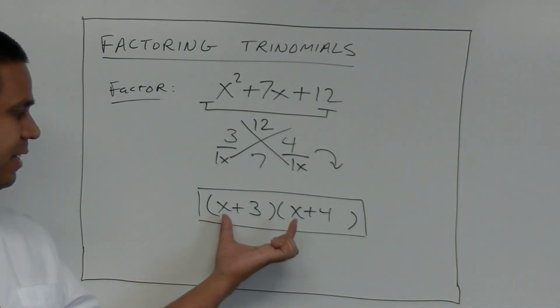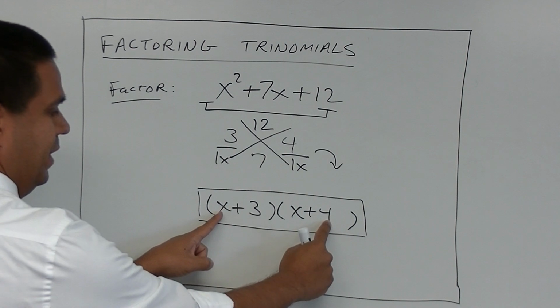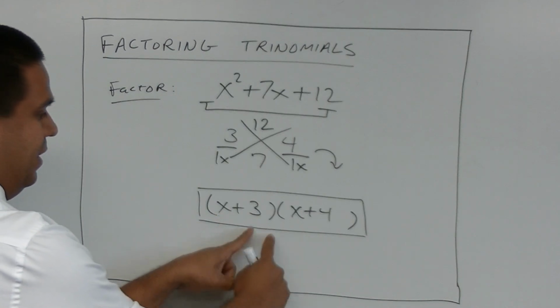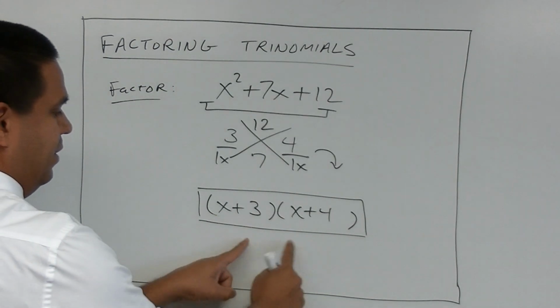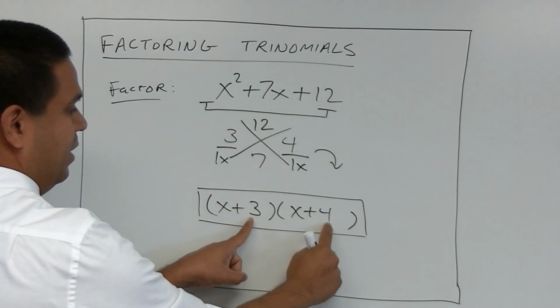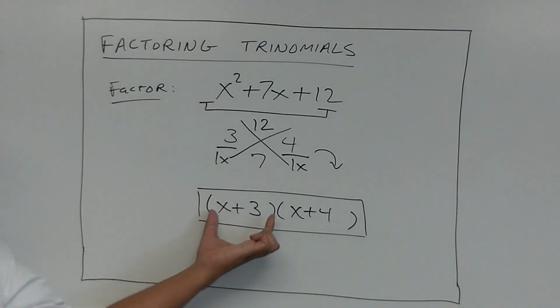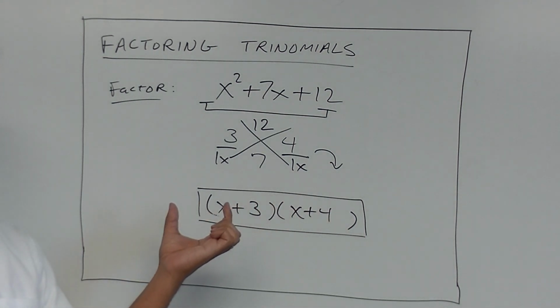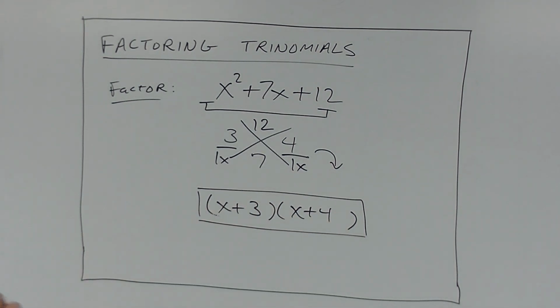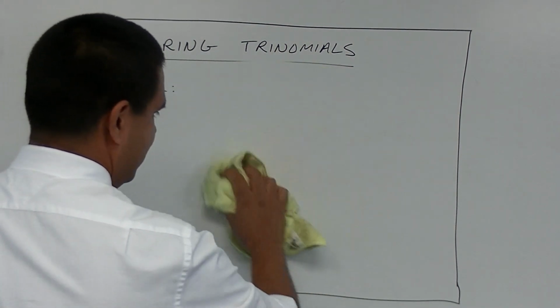You can check it. x times x is x squared. x times 4 would be 4x. That's 3x. 4x and 3x is 7x. And 3 times 4 is 12. And that's it. We factored it. We took the trinomial, wrote it as the product of two binomials. Questions up to there? Nope. No? Good. So now you guys try one, and we'll work on it together.